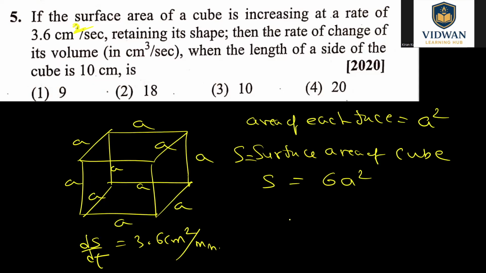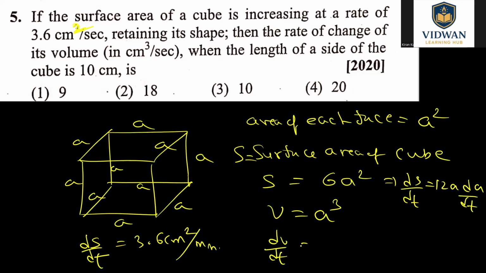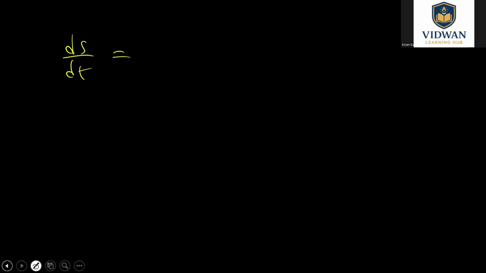So first what we'll do, if you write the volume of a cube, you have volume equal to a cube. The common thing in both is a, so you can eliminate that. So what you can do here, first write dS by dt. Then you'll get this value of dS by dt as 12a into dA by dt. And if you write dV by dt, this is 3a square into dA by dt. So since you know dS by dt value, you can substitute that and find dA by dt and use that here to get the rate of change of volume. So first, I'll write dS by dt equal to 12a dA by dt.